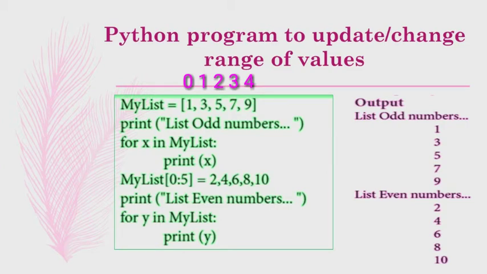So first it writes the list of odd numbers 1 3 5 7 9. After changing you will get the output like this: list of even numbers 2 4 6 8 10. In a list you can easily change the values like this. So this is the output.